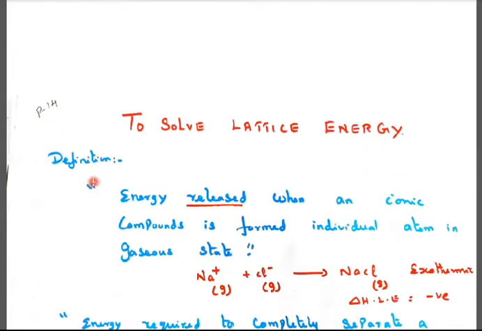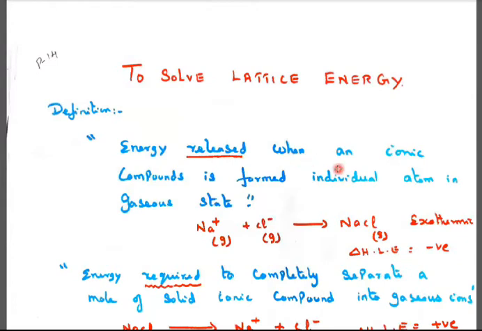Come to the next topic: lattice energy. Lattice energy means the breaking energy. A crystal has atoms arranged in an orderly way, like soldiers. These points in the crystal are called lattice points. The energy required to break the crystal is called the lattice energy.